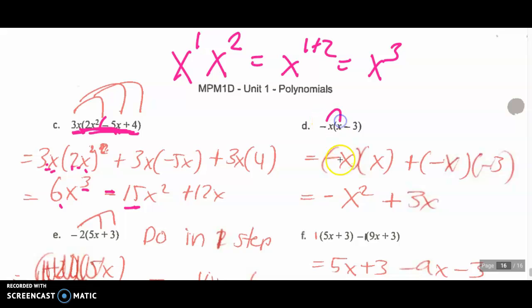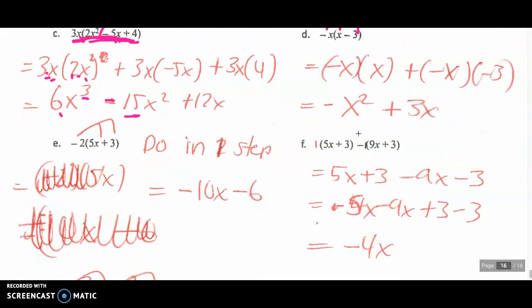Minus x times x, that's minus x squared. Minus x times minus 3. Negative times a negative is a positive. X times 3 is 3x.